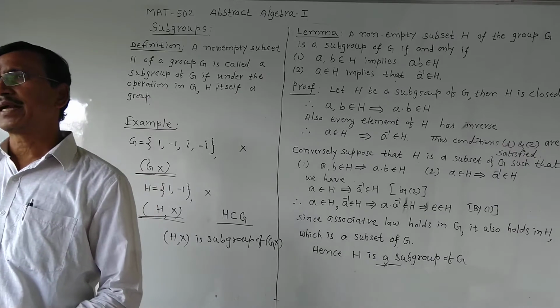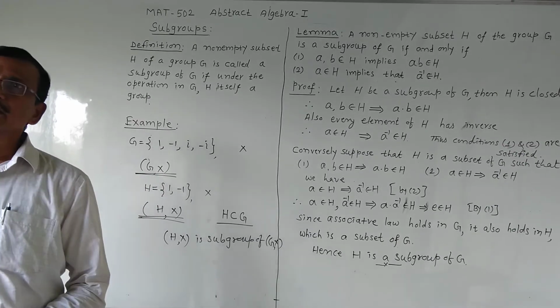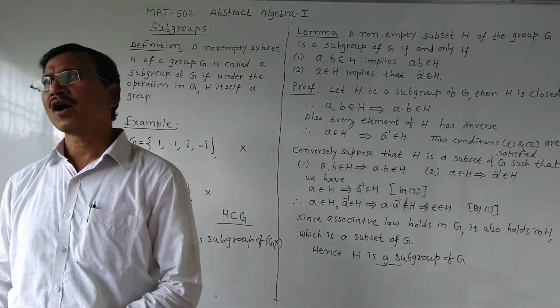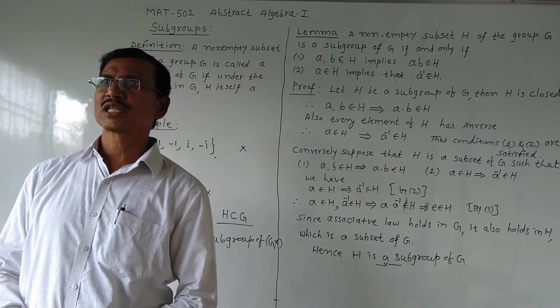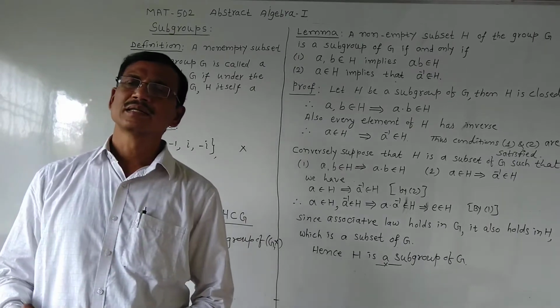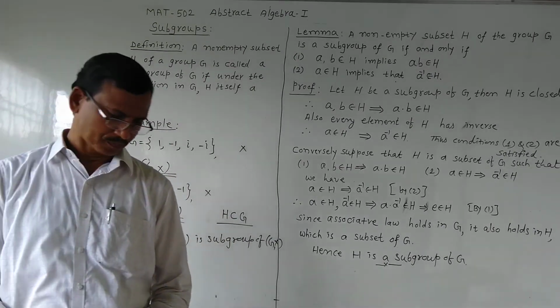Only you have to remember that if you consider two sets, one set is a group with respect to some given binary operation, and if the other set is a subset of the previous set such that with respect to the same binary operation it is also a group, then the subset is called a subgroup.